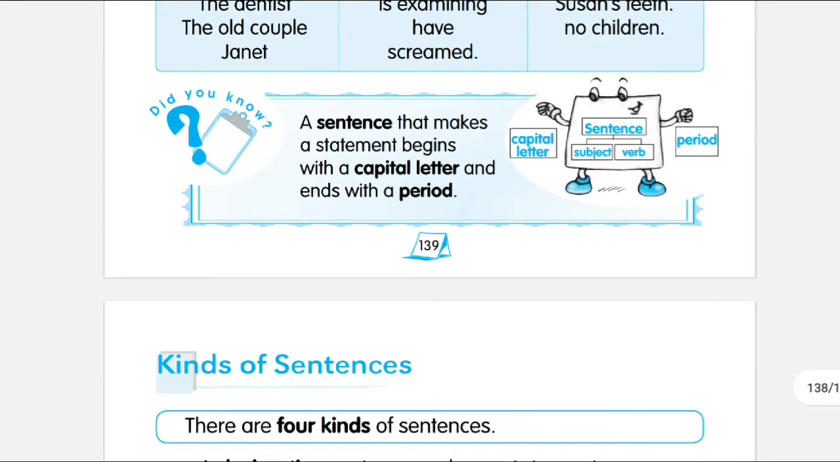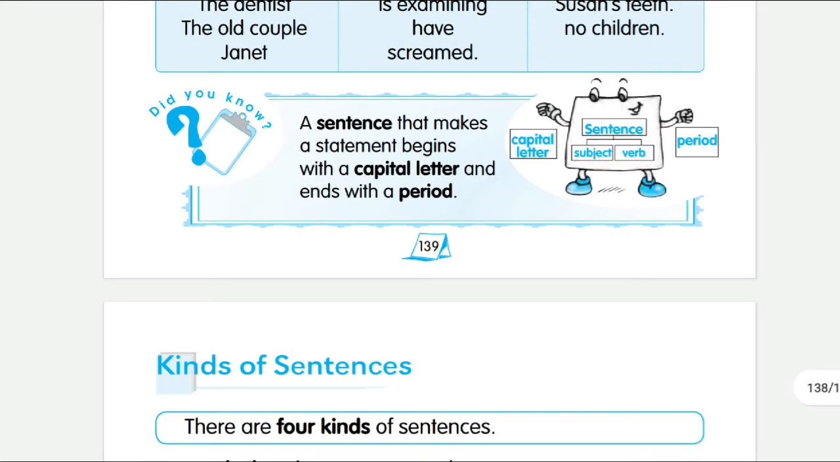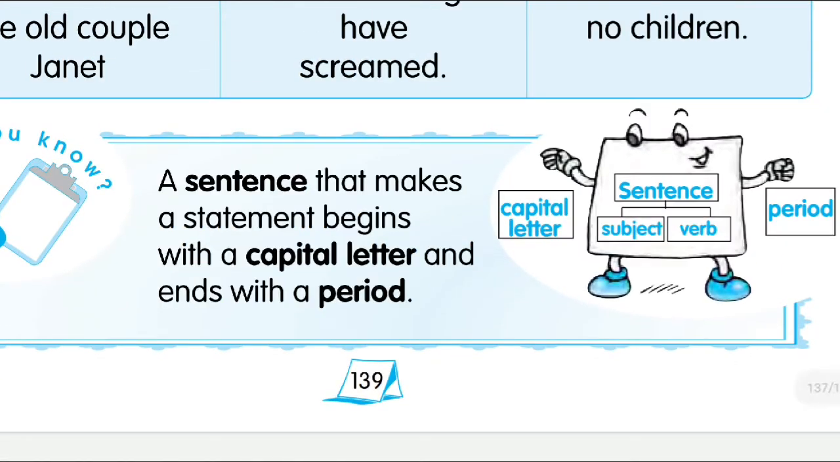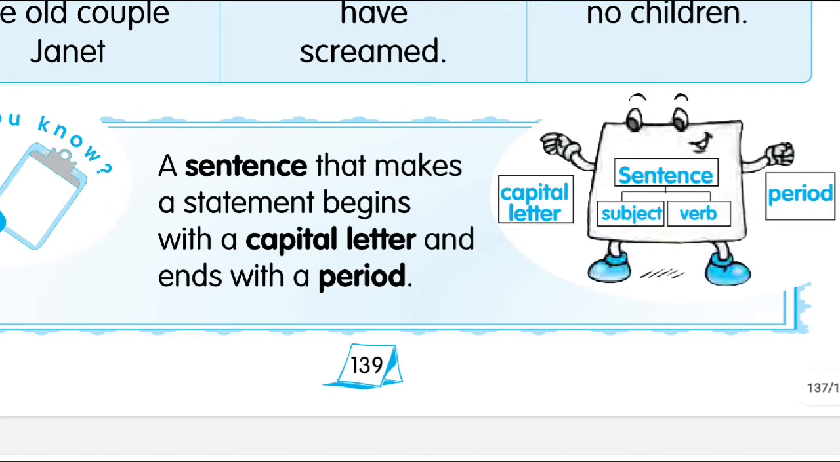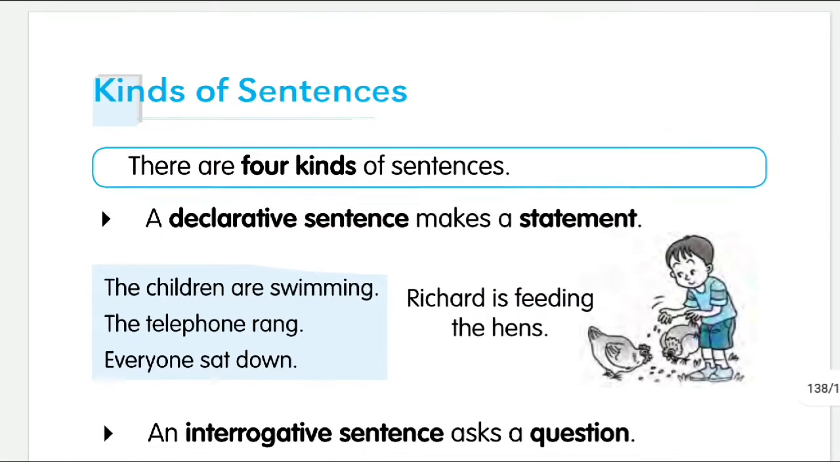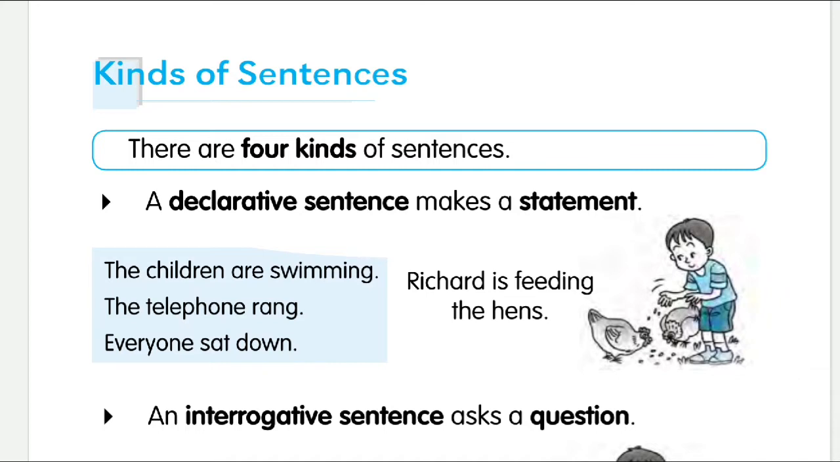A sentence that makes a statement begins with a capital letter and ends with a period, which means a full stop. So now we will learn about the kinds of sentences. Generally there are four kinds of sentences. One is the declarative sentence, which makes a statement.